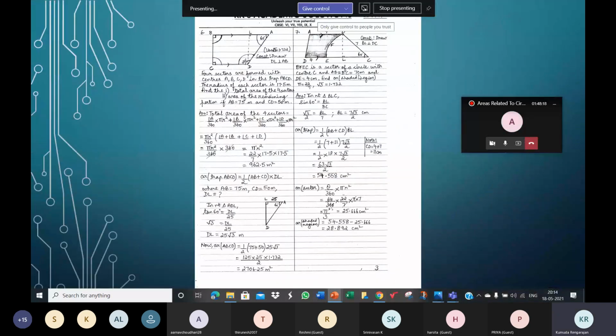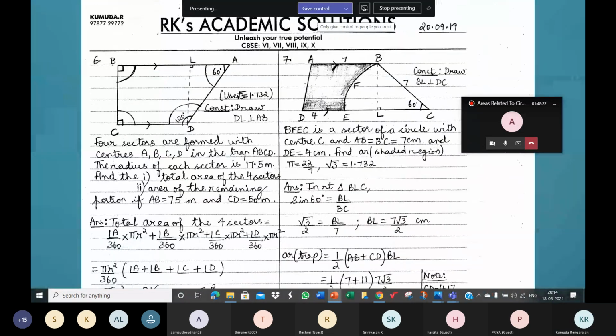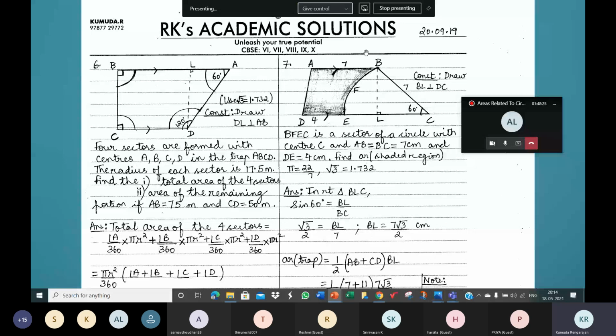I want you all to work this by yourself. I'm not showing the complete answer, children. I want you to do it. All that which is marked here is given. Only this is the construction. What you see in dotted lines is a construction. Construction: draw BL perpendicular to DC. This we do. This is a part of the answer.